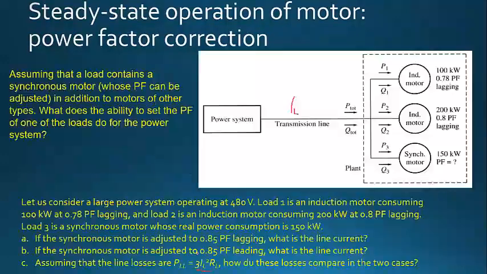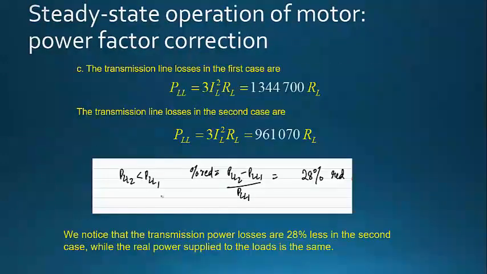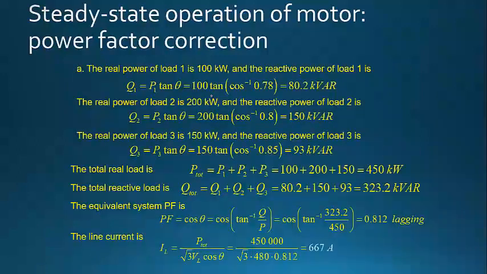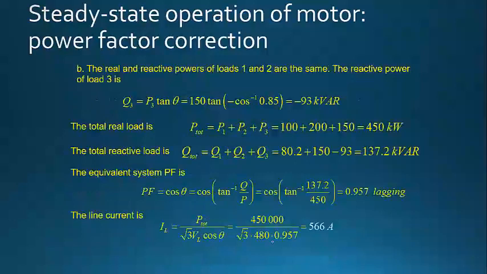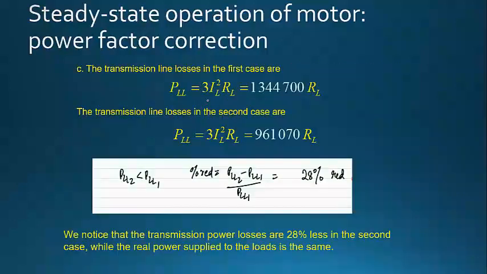So we know that in the first case, we had our IL to be 667 amps. That's the first scenario. You substitute that particular value here: 667 amps squared multiplied by 3 multiplied by RL. Take note, we are not given the RL value. So if you do that calculation, you have 1344700 RL. That is for the power losses. Since we're not given RL, just maintain the RL.